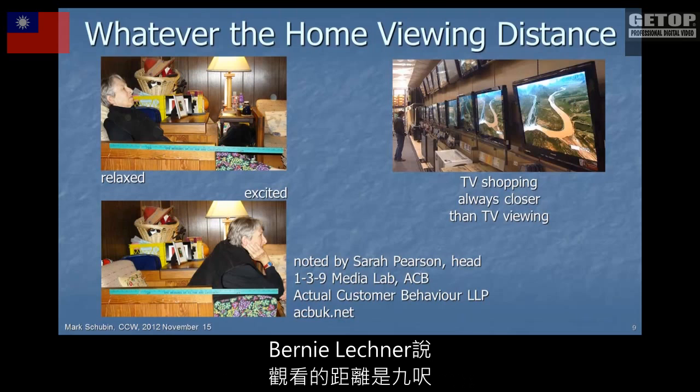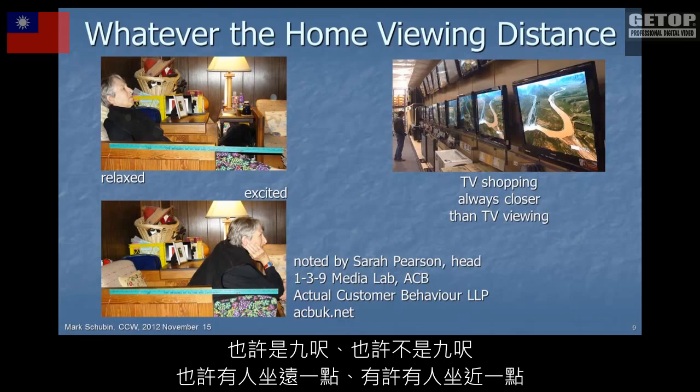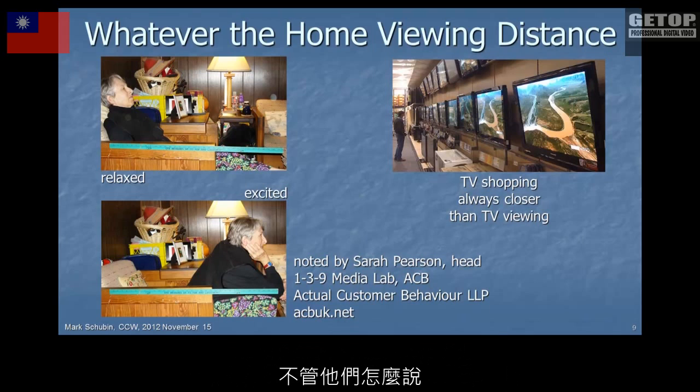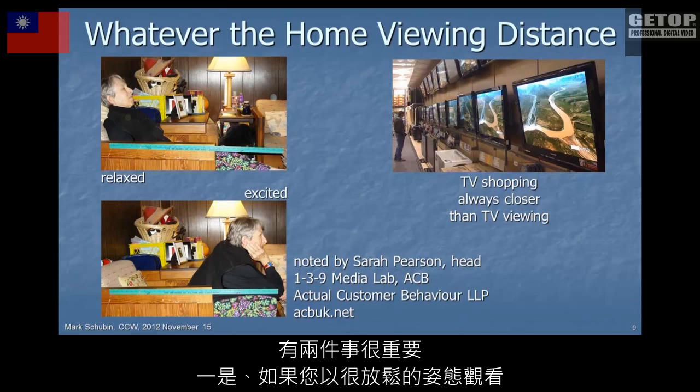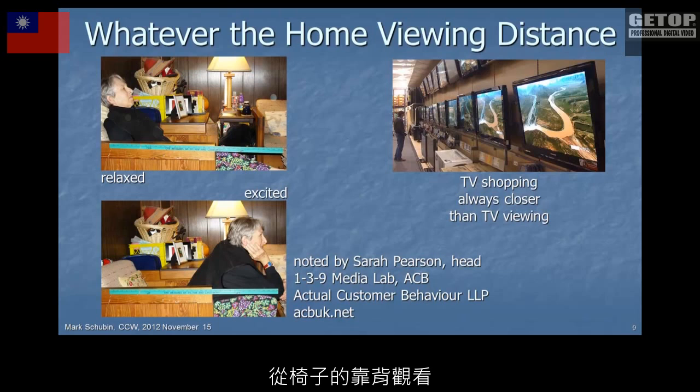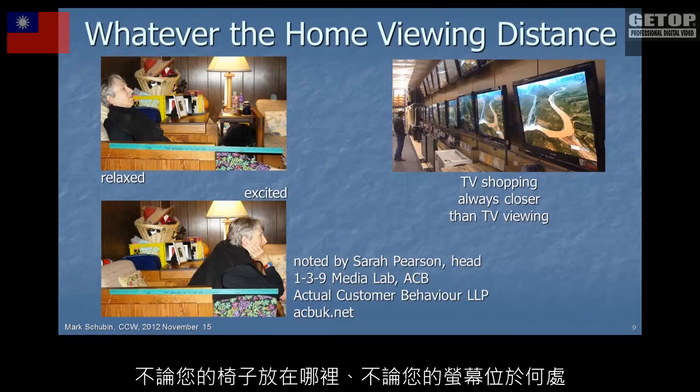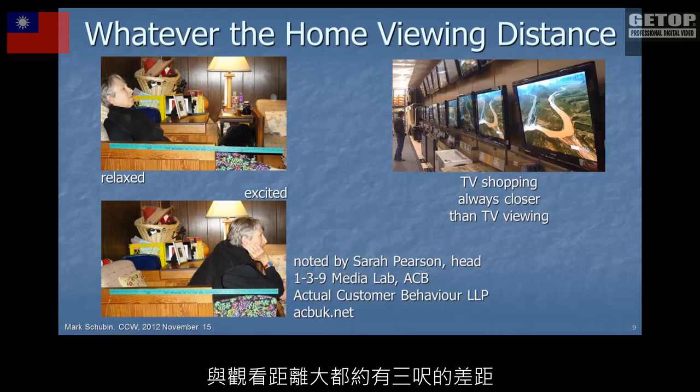Okay, continuing. How about the viewing distance? Well, Bernie Lechner said the viewing distance is 9 feet. Maybe it's 9 feet, maybe it's not 9 feet. Maybe people sit closer, maybe people sit farther. But wherever they sit, two different things are important. One is, if you're watching from a relaxed mode to watching on the edge of your seat, that green line there is a standard yardstick. There's about a 3-foot difference in viewing distance, no matter where your chair is, no matter where your screen is.